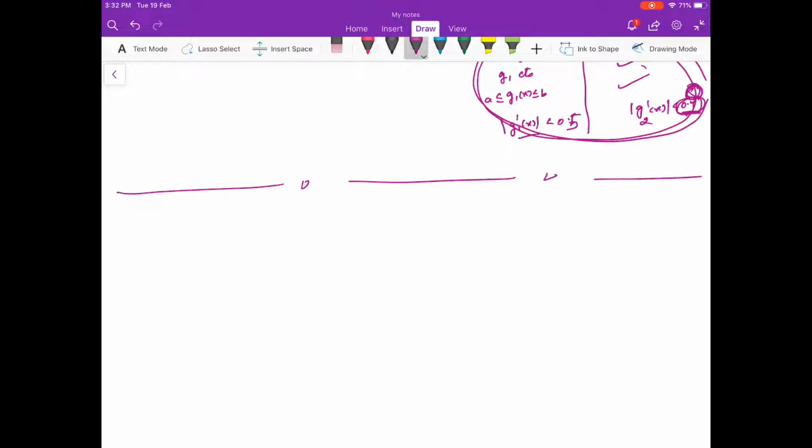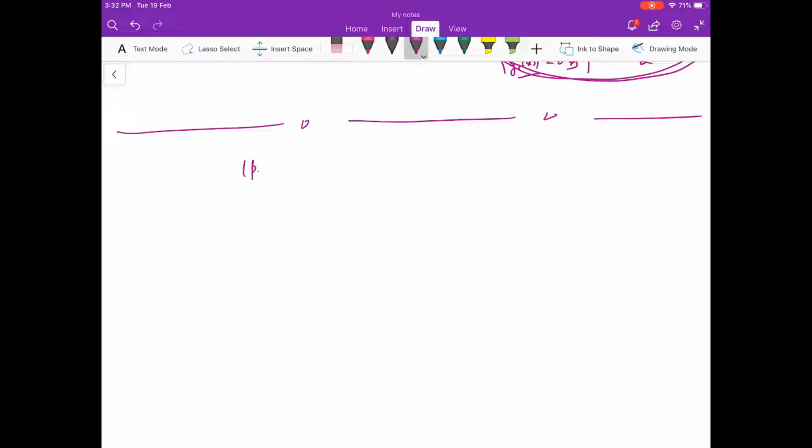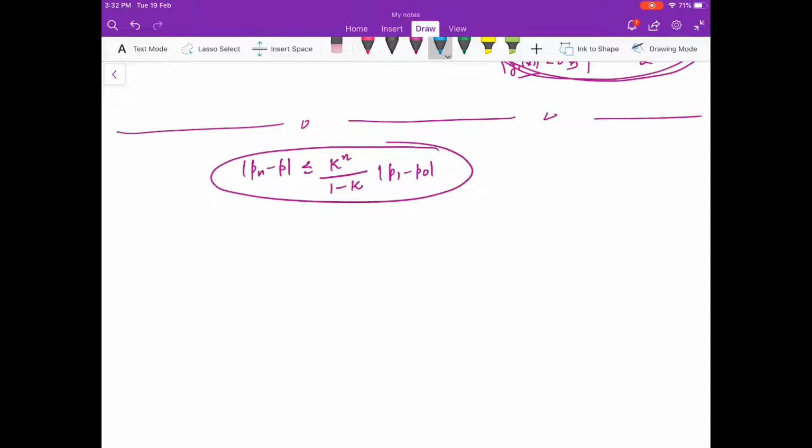What we are looking for, we want to prove that |Pn - P| is less than or equal to k^n/(1 - k) |P1 - P0|. So this is what you want to prove. I will just tell you the steps, that this is how you have to prove. But this question always comes in the mind of students, that why we have to follow a particular scheme to give a proof for a theorem.